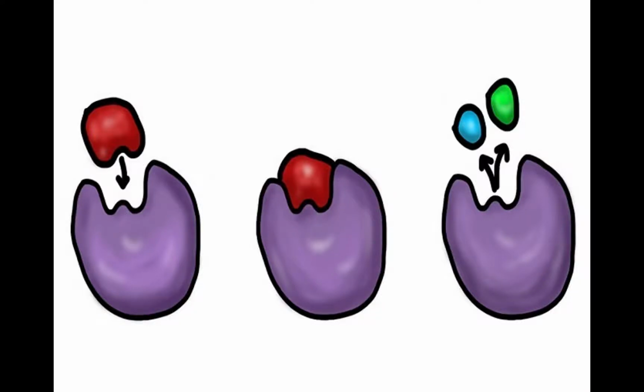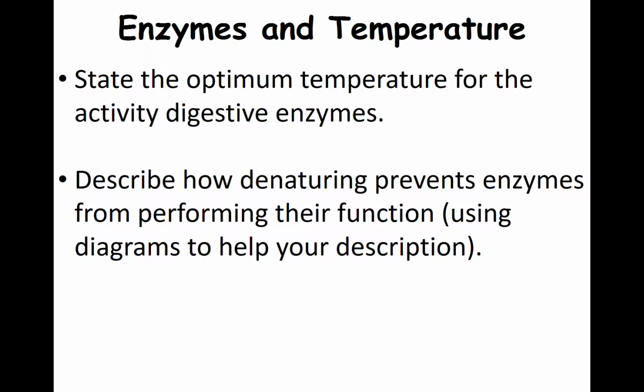This lesson is about the effect of temperature on enzyme activity. So the title of today is Enzymes and Temperature. By the end of this lesson, we should be able to state the optimum temperature for the activity of digestive enzymes and describe how denaturing prevents enzymes from performing their function, using diagrams to help your description.